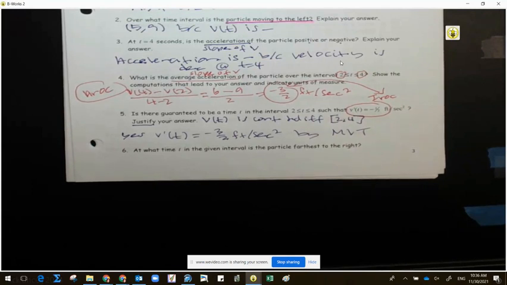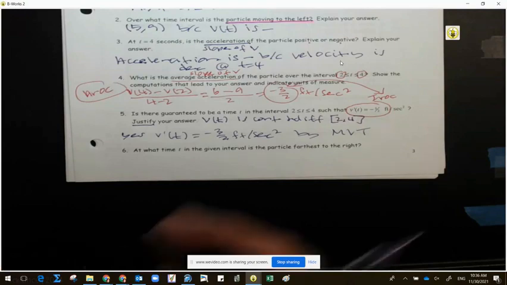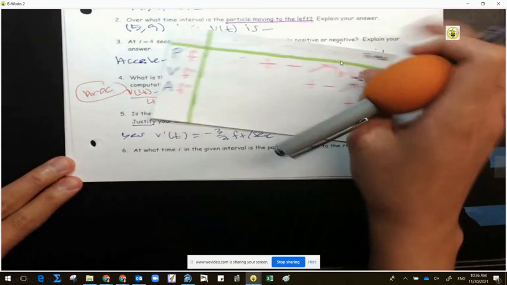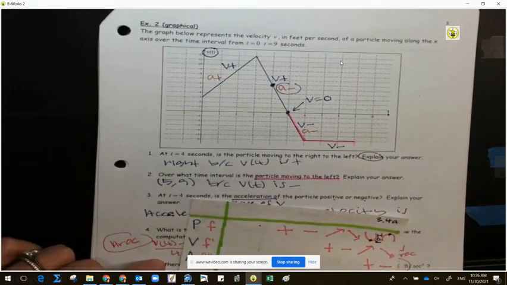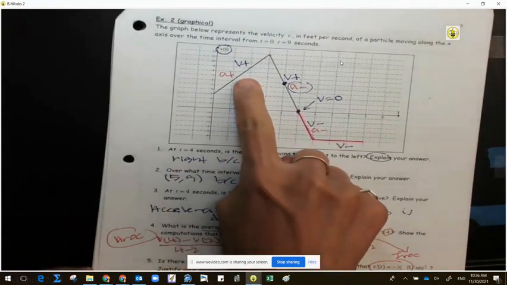Okay, last one on number 6. Milo, let's read. At what time t in the given interval is the particle farthest to the right? Okay, so we know the particle is moving to the right when velocity is positive. So how many locations do I have velocity that is positive on our graph? 1 here and 2 here, right? So the first one stops at what time?